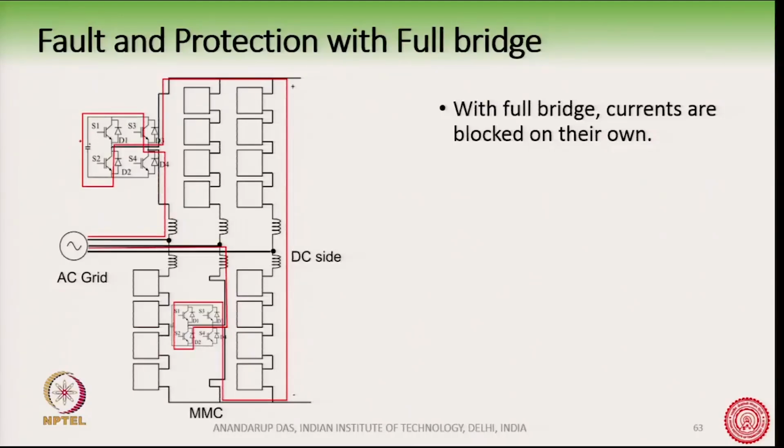and the capacitors will quickly charge up to the peak of the AC voltage. Once the capacitors are charged up, then these diodes which were allowing the current to flow will now get reverse biased and the currents will be blocked. So, the full bridge circuit can help to minimize the current or block the current on its own, because the capacitors will charge up to the peak of the AC voltage and the current will stop. So, this is the advantage of having a full bridge circuit instead of a half bridge circuit.